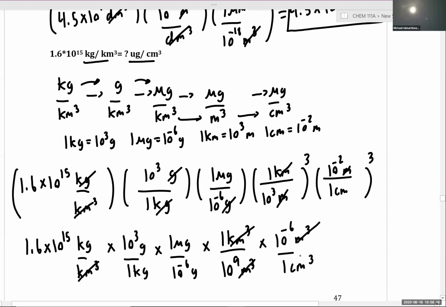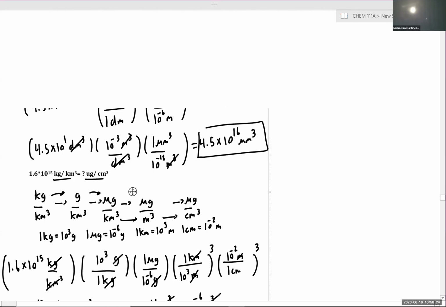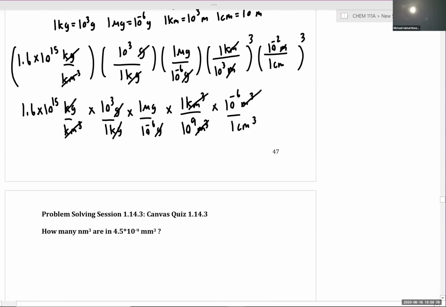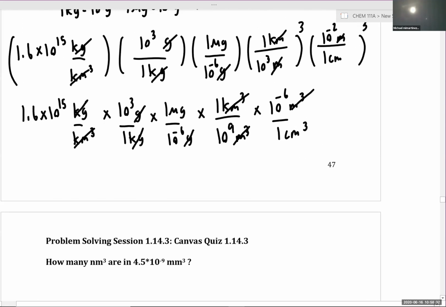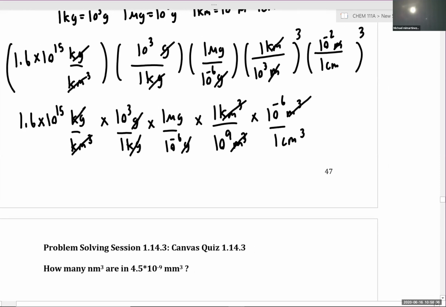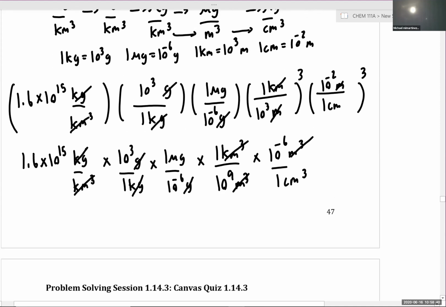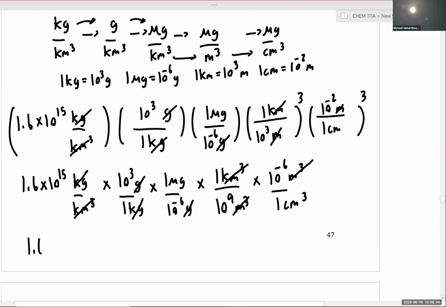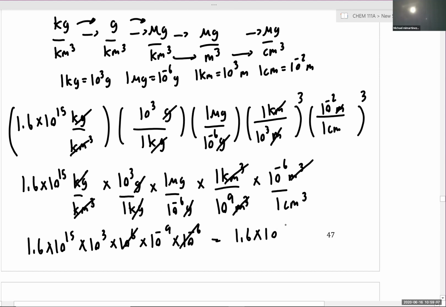Kilometers cubed cancels, meters cubed cancels, kilograms cancel, grams cancel. And if we're punching this into our calculator now, we have 1.6 times 10 to the 15th times 10 to the 3rd times 10 to the 6th times 10 to the negative 9th times 10 to the negative 6th. So same powers of 10s, we can cancel that. And that in turn gives us 1.6 times 10 to the 9th micrograms per centimeter cubed.